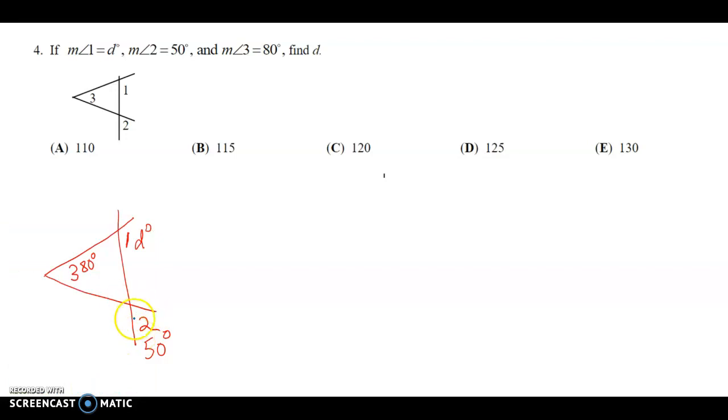Since this angle 2 is 50 degrees, its vertical angle is also 50 degrees. And I also know that we have a straight line here. So this angle in here is 180 minus D. That's this angle in here. So adding 180 minus D plus 80 plus 50 is equal to 180.